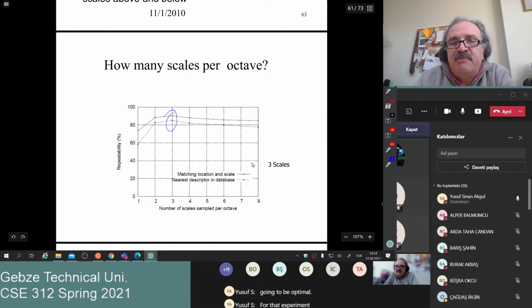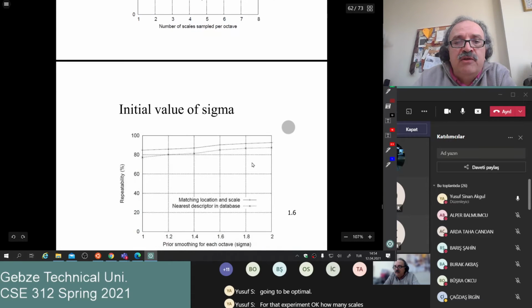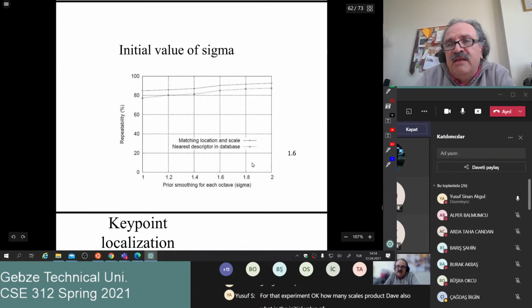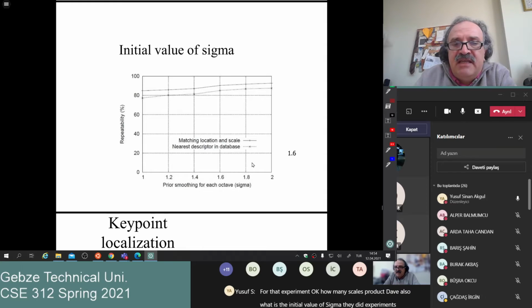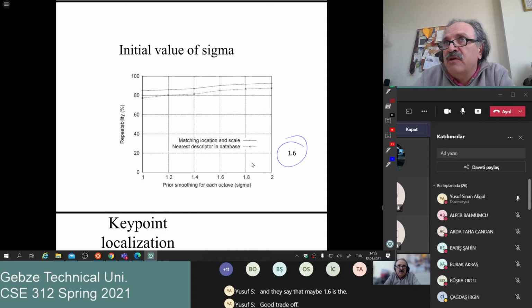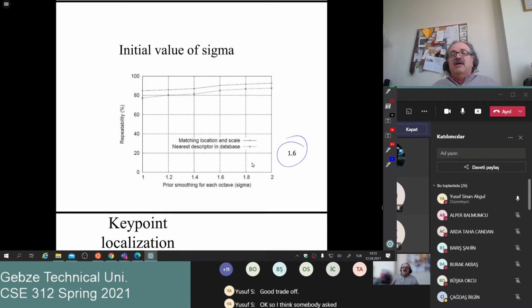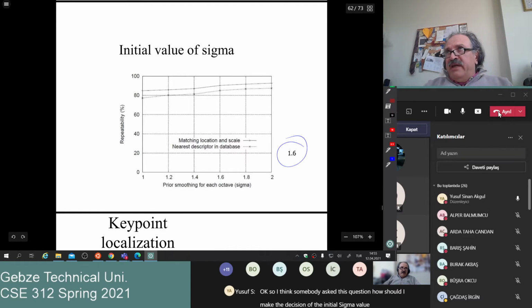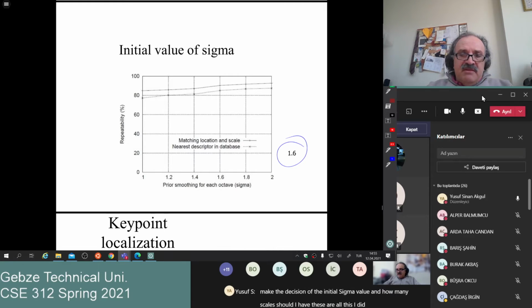How many scales per octave? Also, what is the initial value of sigma? They did experiments and they say that maybe 1.6 is a good trade-off. So I think somebody asked this question: how should I make the decision of the initial sigma value and how many scales should I have? These are all decided by running these kinds of experiments.